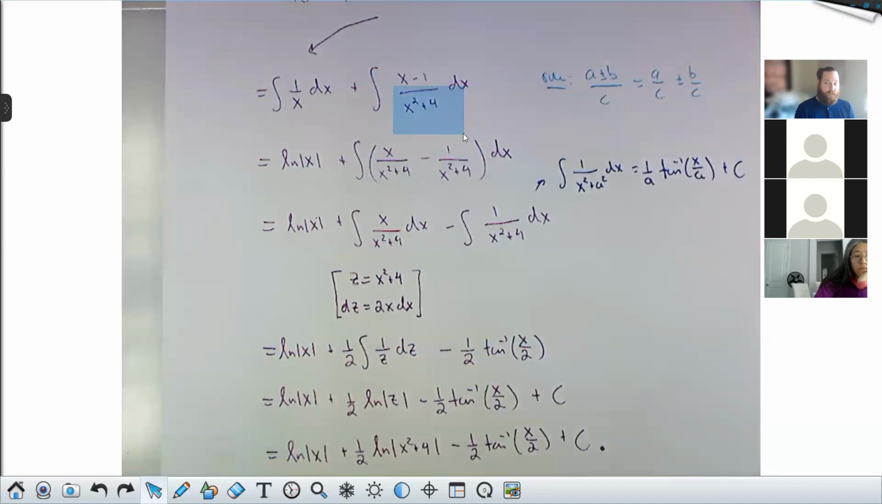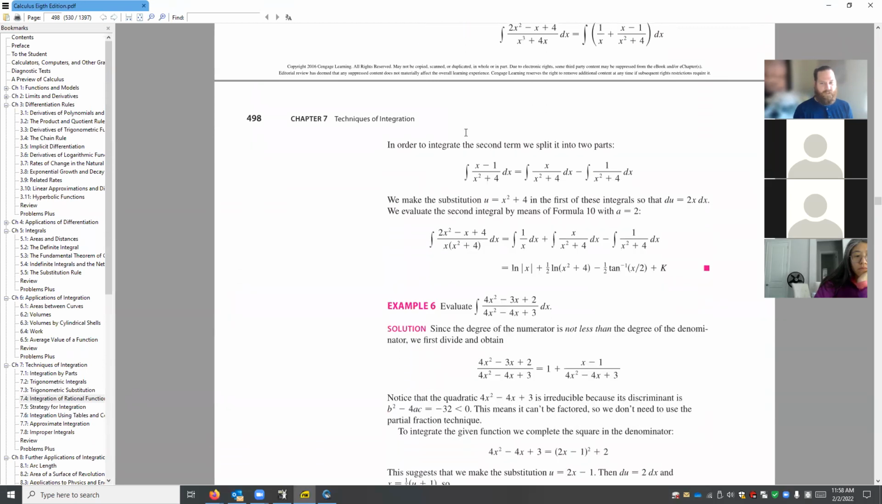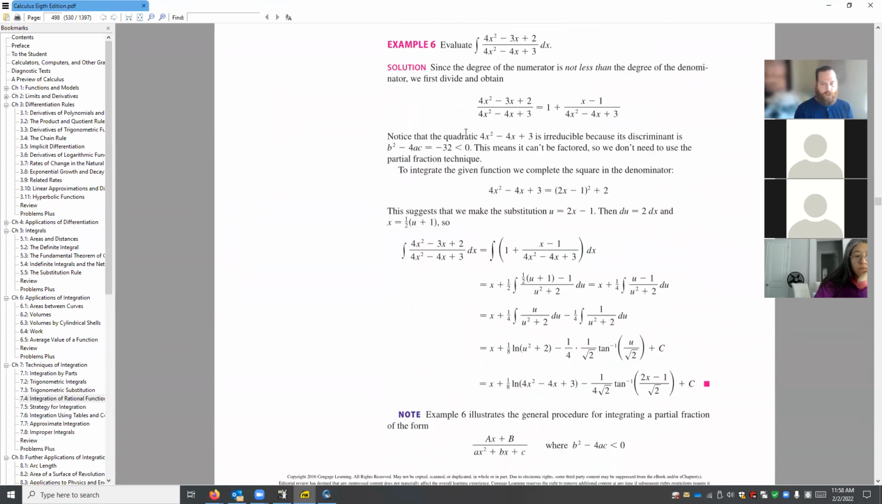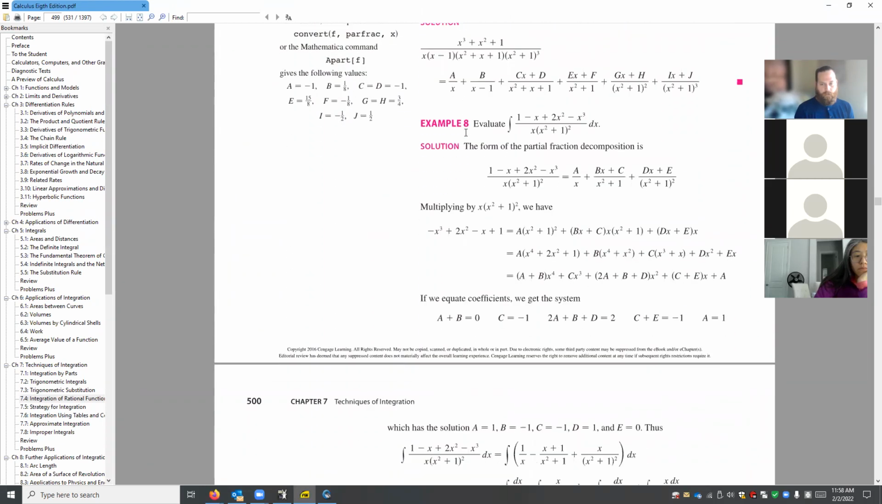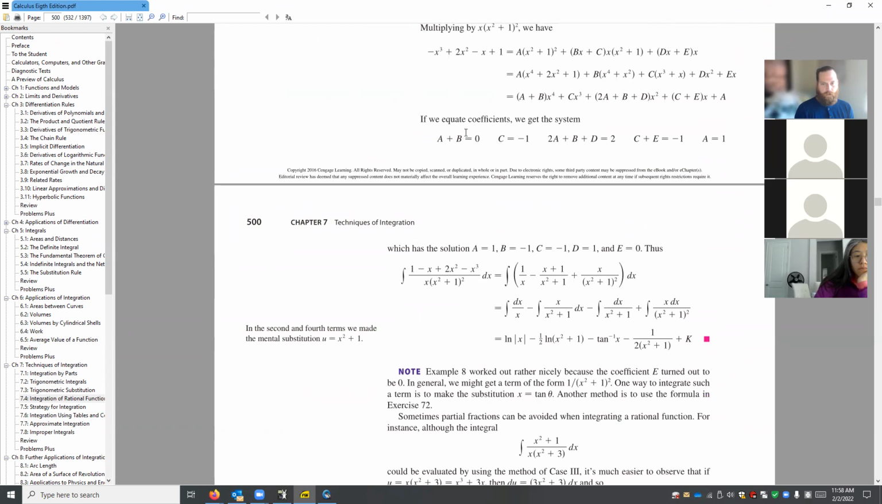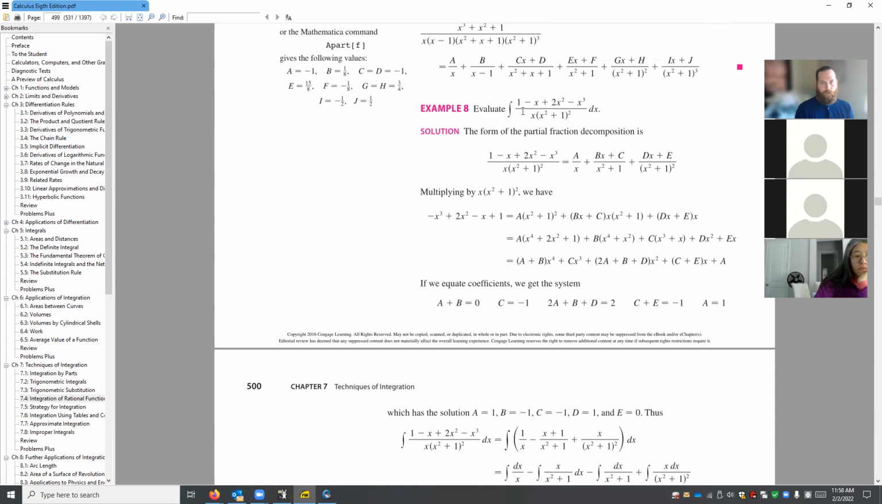Irreducible quadratics, not the end of the world. Repeated irreducible quadratics are also a thing. So let's look for something one slight level higher. We're going to do this example. And these problems are somewhat long. This might take the better part of the rest of class.